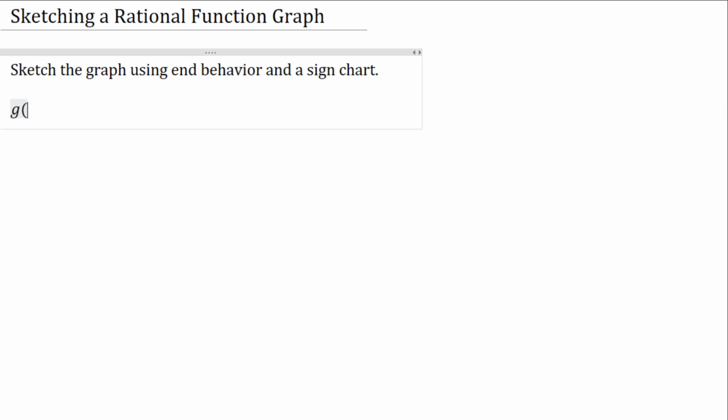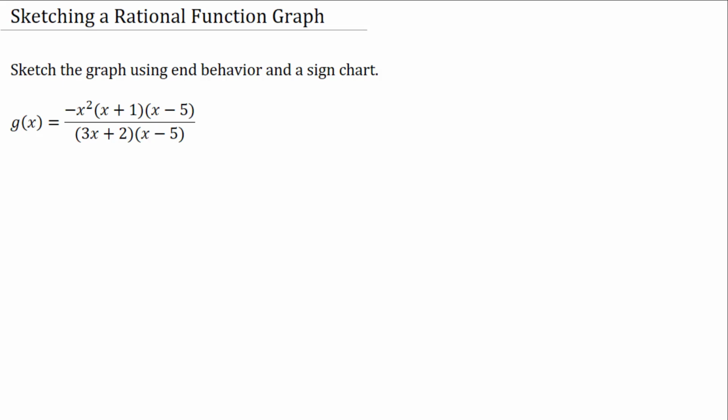So our first function is going to be pretty involved because this is the one I'm going to do on the calculator to show you all the different things that can happen. So on top, we've got negative x squared times x plus 1 times x minus 5. And on bottom, we've got 3x plus 2 times x minus 5.